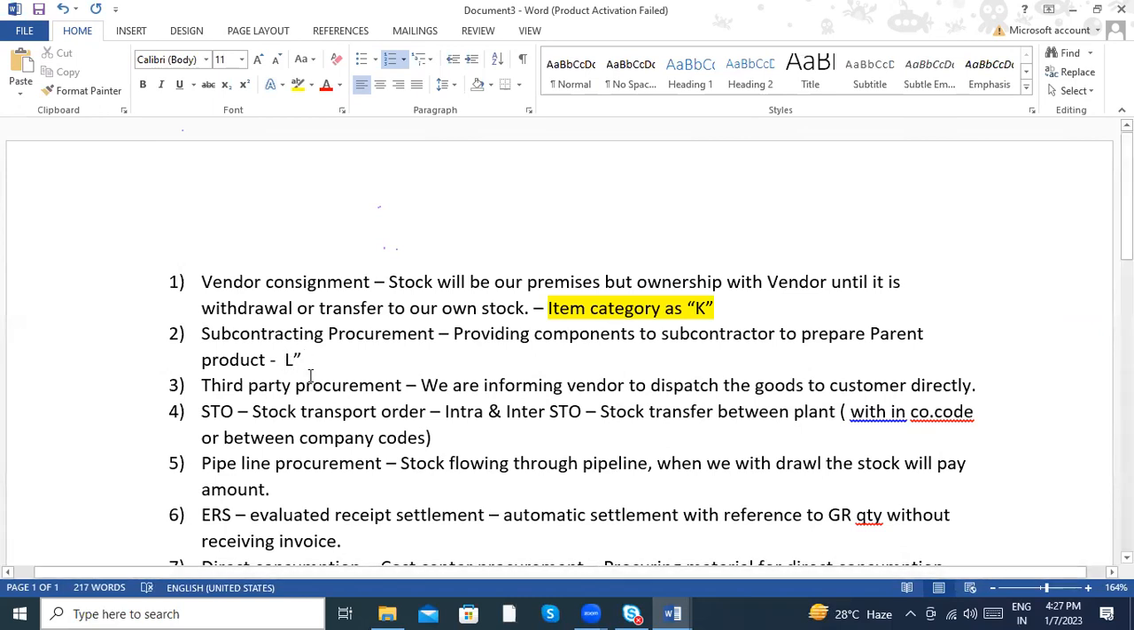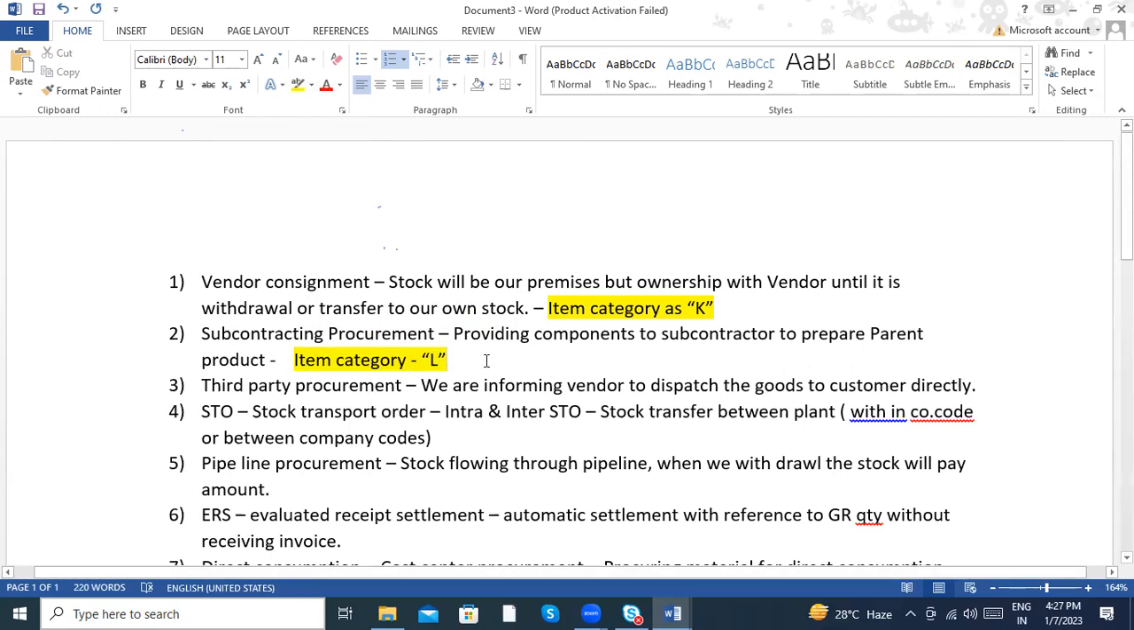Are these predefined, or do we give the names? These are all already standard. We just select them. When we want to go with the vendor consignment process, we select K. When we want to go with subcontracting, we select L. So these are already standard ones. Based on these item category groups, the system will understand which process the client is going with, subcontracting or vendor consignment.